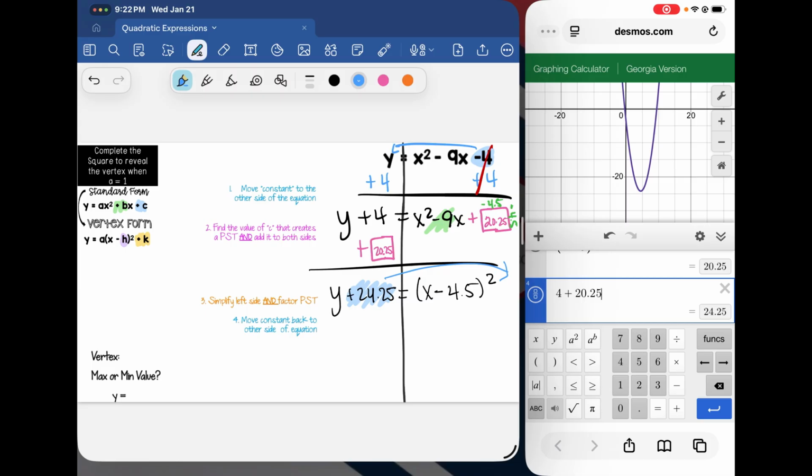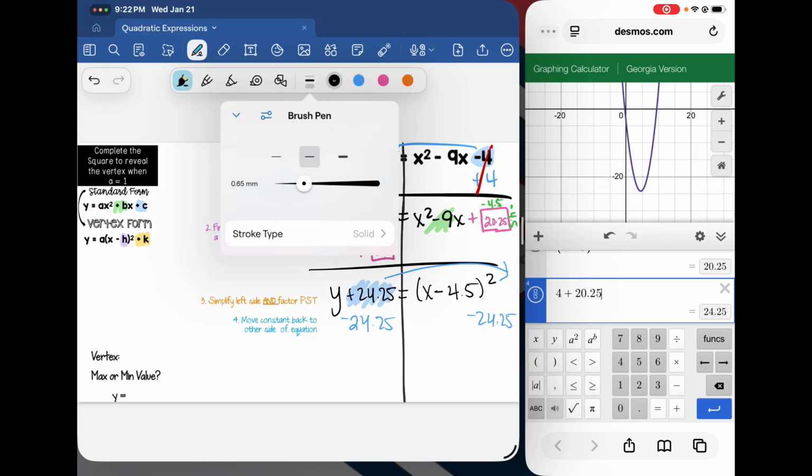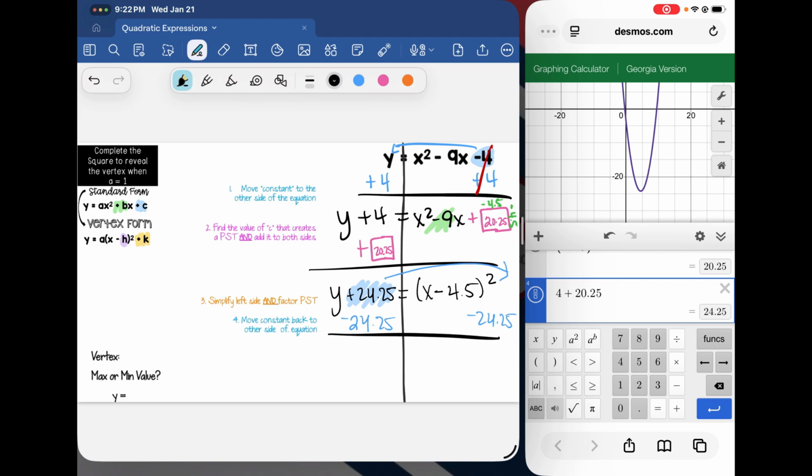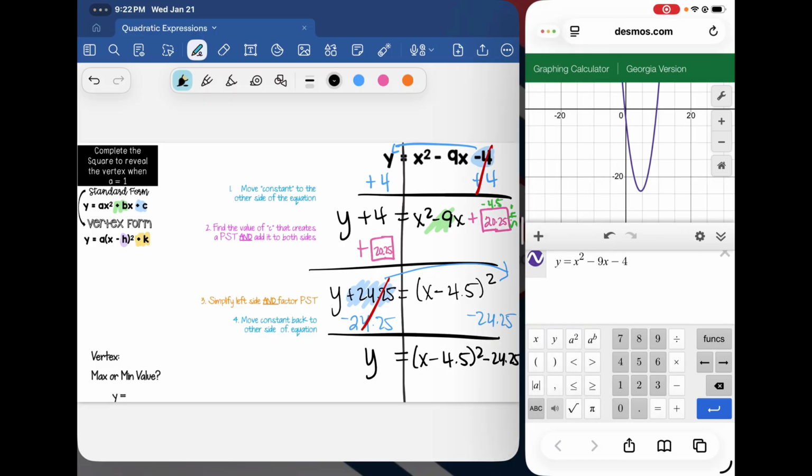What is the opposite of adding 24.25? Subtracting 24.25, and whatever I do to one side, I do to the other side. What's going to cancel out? These, because they're opposites, which is going to leave me with y is equal to x minus 4.5 squared minus 24.25. All right, let's type it in Desmos to see if we are right.